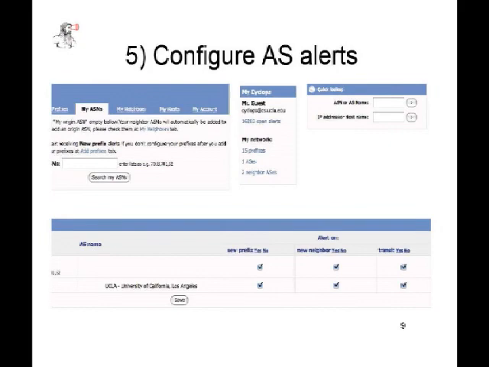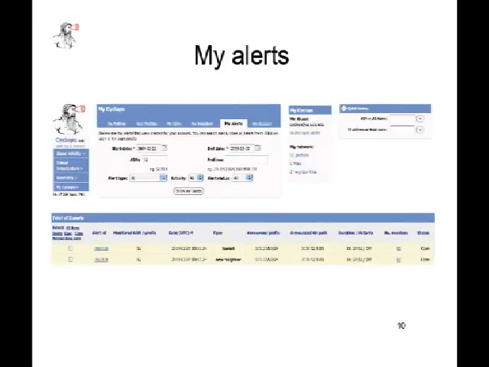And finally, you configure the tool so that you can basically tell Cyclops what type of alerts you want to receive. And here I'm talking about AS level alerts. There's 3 different types of alerts, as I mentioned: new prefix, new neighbor, and transit alert. And after all this process is done, you're ready to start receiving alerts.